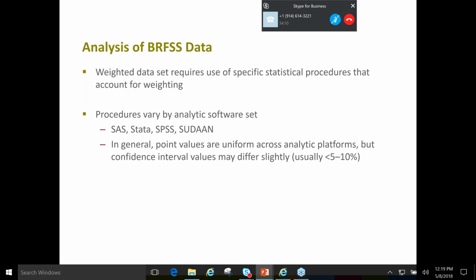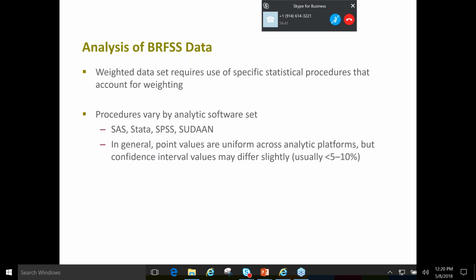And that weighting affects things like confidence intervals, and you really have to use it to make sure that your estimates are accurate, whether you're using multiple states or whether you're performing analysis within one specific state. The weighting matters. The procedures that you would use to address the statistical weighting vary by the analytics software that you're using, and these BRFSS data can be analyzed in SAS, Stata, SPSS, or SUDAAN.